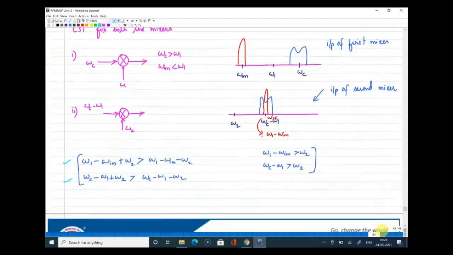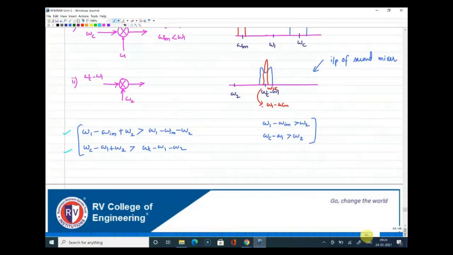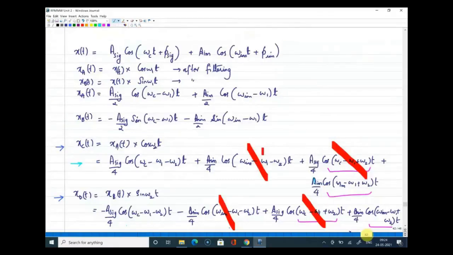Yes sir, could you go to the previous page, sir? Just a small doubt. Sir, omega m is less than omega 1, right? Yes. So when we wrote xb of t, did we just take it generally, or did we consider omega m is less than omega 1, because it is a sine term? It'll affect the magnitude.